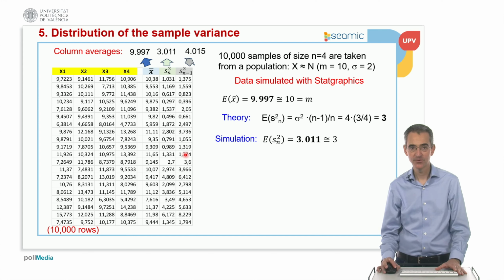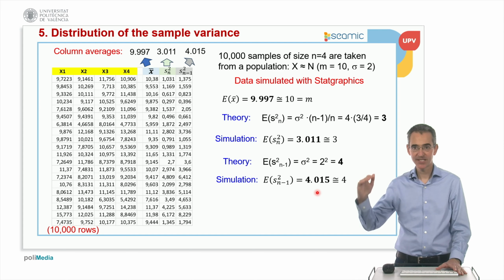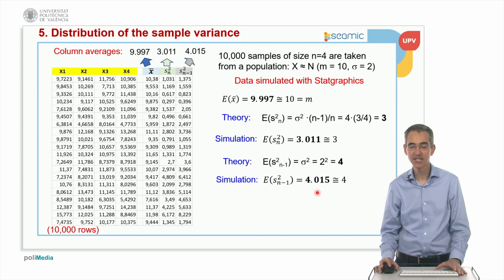But if I compute the average of this column, the value that I get is 4.01, which is interesting because the theory tells us that the expectation of the sample variance computed by dividing by n-1 is exactly 4, and this is nearly the value that I have. Okay, so this simulation of 10,000 samples agrees with the theory.